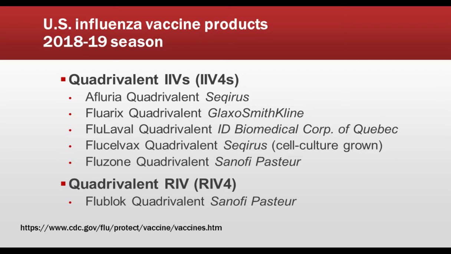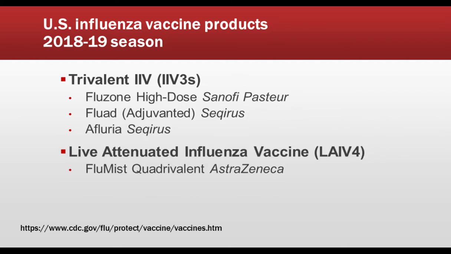You can see a list of the quadrivalents there. I point out the 4th one is a cell culture grown influenza vaccine. All the others listed here are grown in eggs. And so that's a newer way of doing it. There's also a quadrivalent recombinant vaccine, Flublok quadrivalent. So not even grown in cell culture. There was also a report, a study this past year, that suggested that it might be more effective than the traditional inactivated cell culture grown vaccine. But again, more information is needed before making a recommendation.